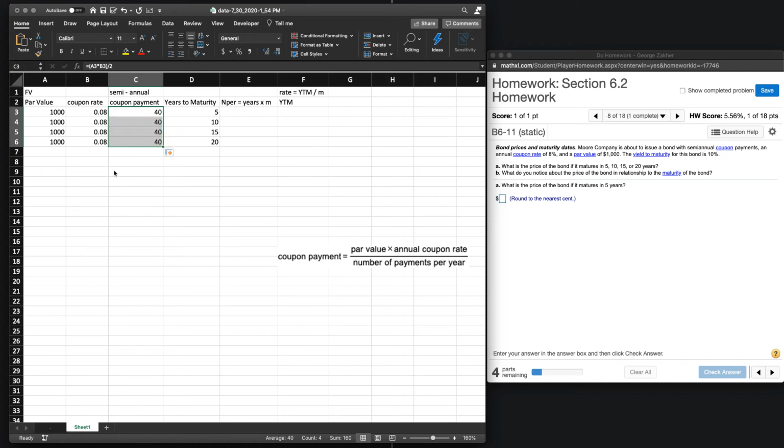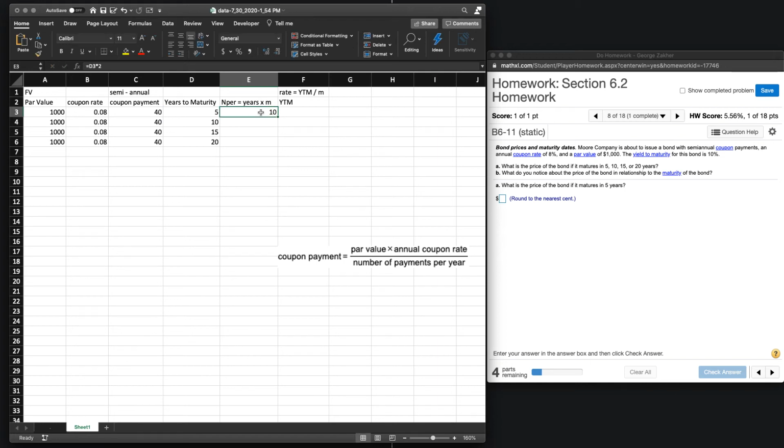And finally, figuring out our number of periods, so how many times we're going to get paid out, we need to figure that out by the years times the M. So again, in this case, since it's semi-annual, we're going to be multiplying by 2. We're getting paid out twice a year. Okay, we can go ahead and bring that down.